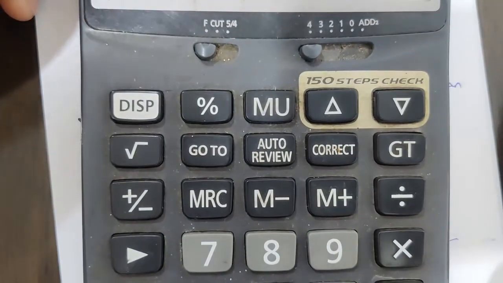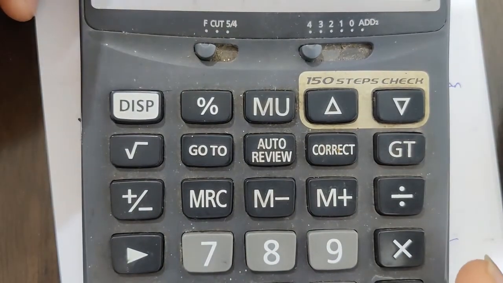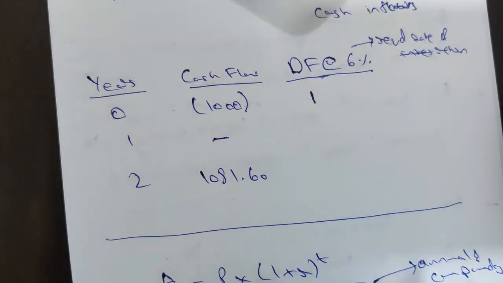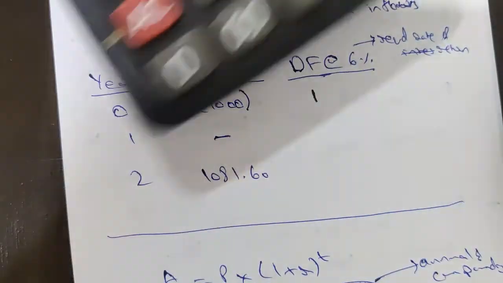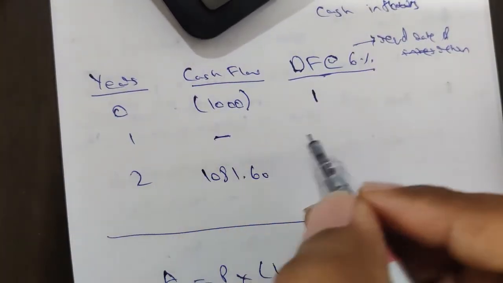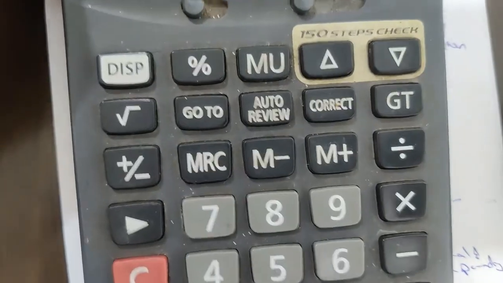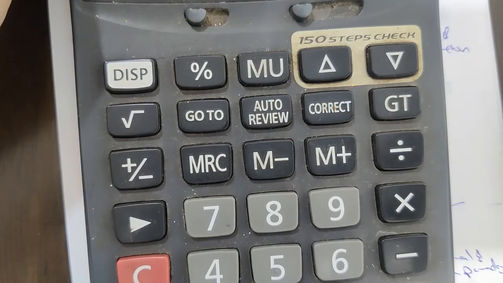So you have 1.06 to the power 0. Anything to the power 0 is 1. And at the end of 2 years, what will be your discounting? At the end of 1 year, do we need to calculate a discounting factor? Okay, let's just calculate. How will we calculate?